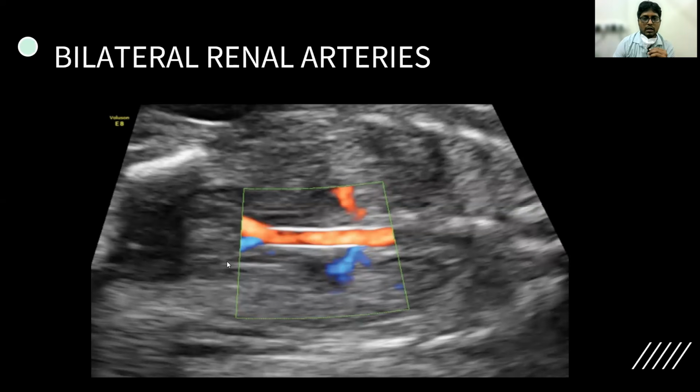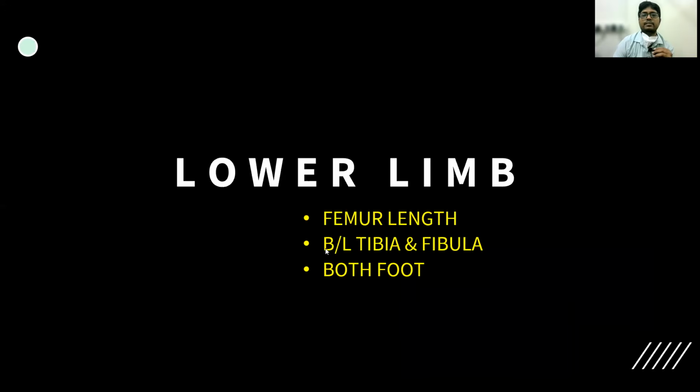We can also see the renal arteries at this level. The central structure is the aorta, from which two arteries arise. This can give us a clue if there is any renal agenesis or any other abnormality in the vessel from the coronal view of the abdomen.